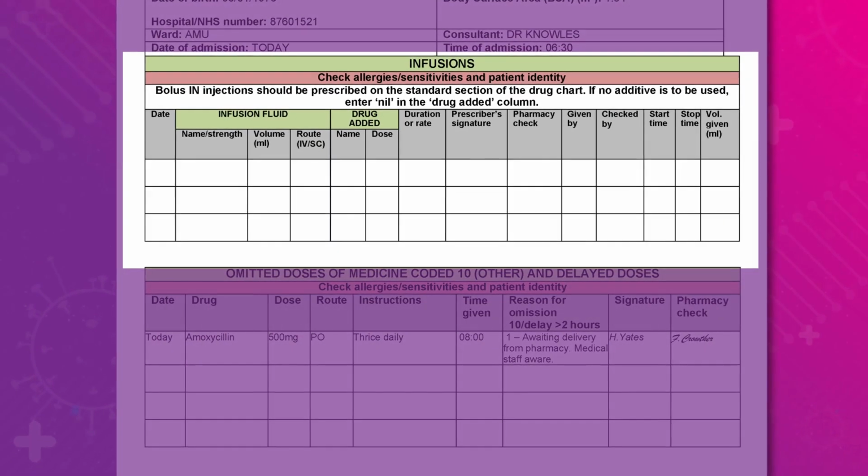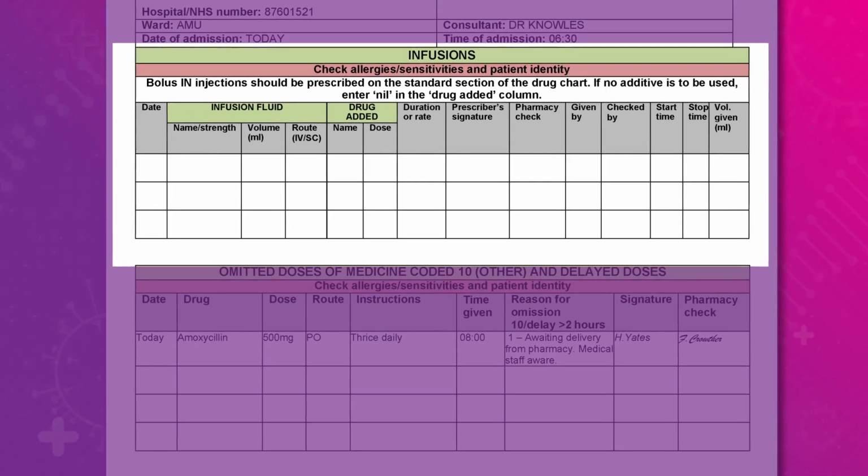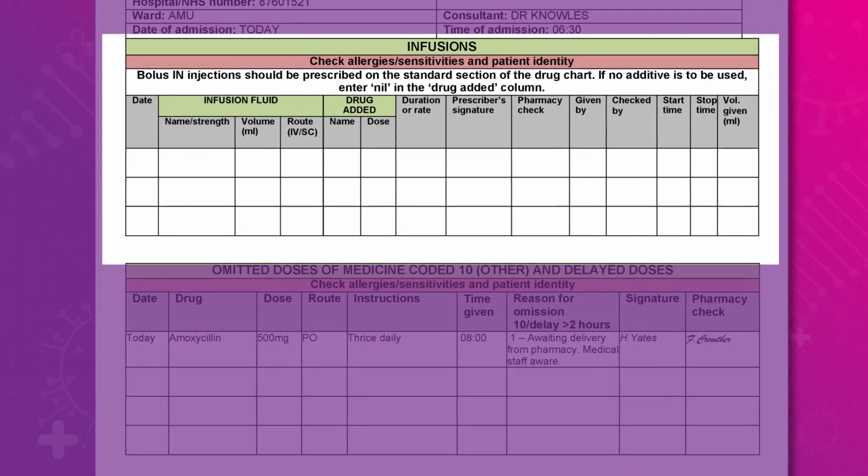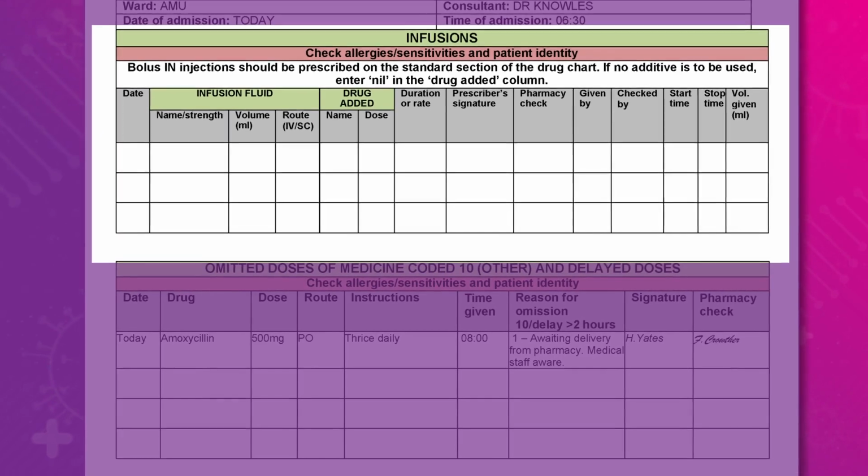If the patient is on any regular medications, these will be documented under the regular medications of the MAR. These tend to be antihypertensives, antidiabetic medications, or bronchodilators. If the patient is receiving any IV fluid, this will be documented on the last page of the MAR.